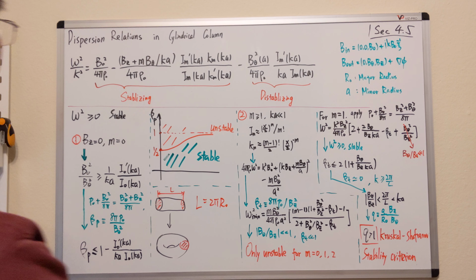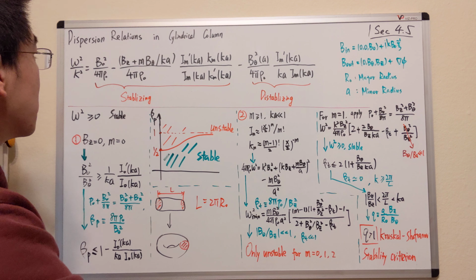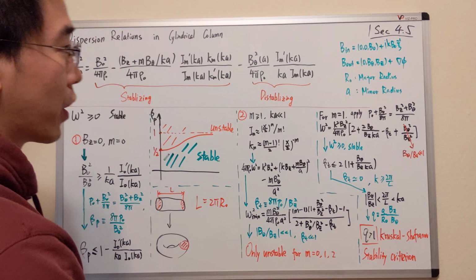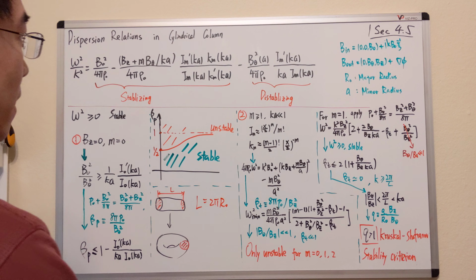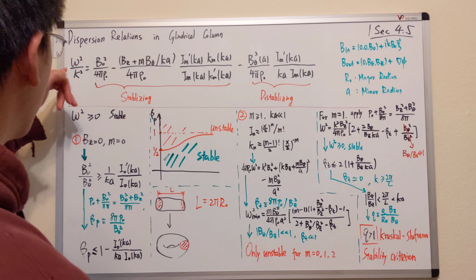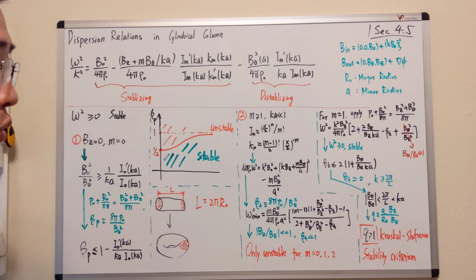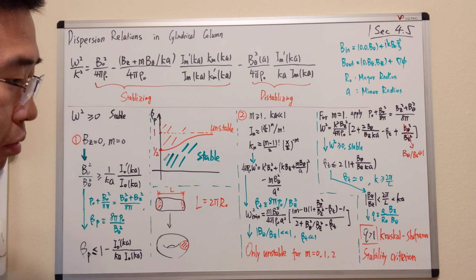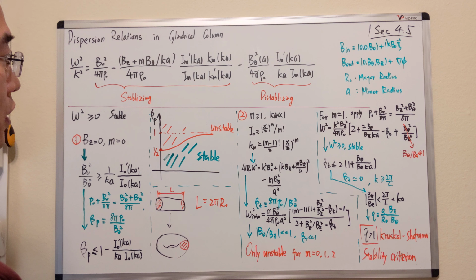So we have arrived at the dispersion relations in the cylindrical column. This is the result that we had from the previous video. As we know, if omega squared is positive, then we have two real roots, and it will be just stable. If omega squared is negative, then we have plus or minus i gamma: one is damping, another is growing.